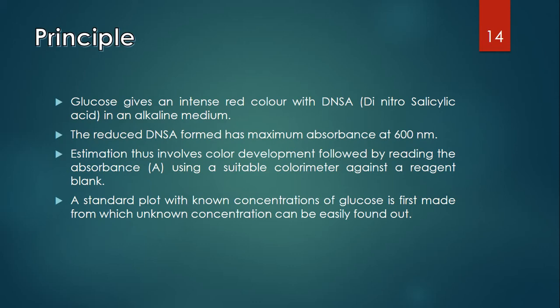Estimation thus involves color development followed by reading the absorbance using a suitable colorimeter against a reagent blank. A standard plot with the concentration of glucose is first made from which unknown concentration can be easily found out. So what we are going to do, we are going to prepare a standard calibration curve. We are going to take the absorbance of various concentration of glucose standard solutions. Then we will take the absorbance of our sample solution, that is unknown concentration. By plotting it on the graph, we can find out the concentration.